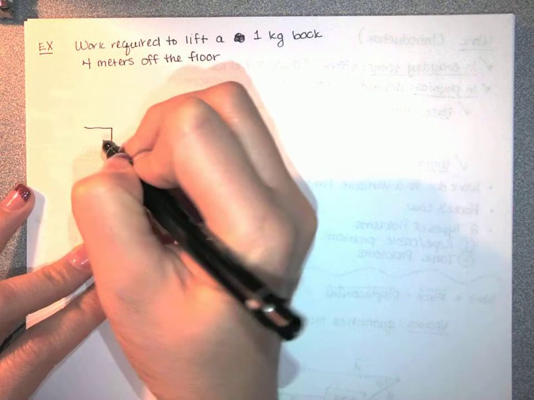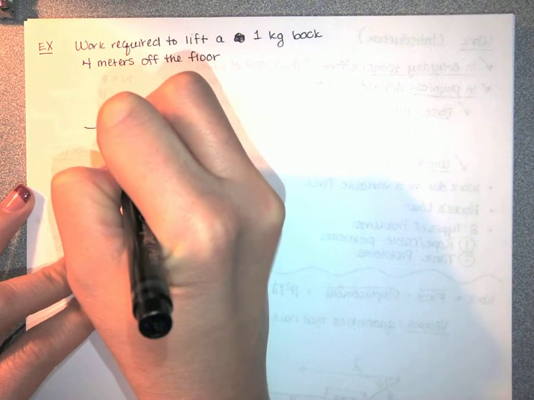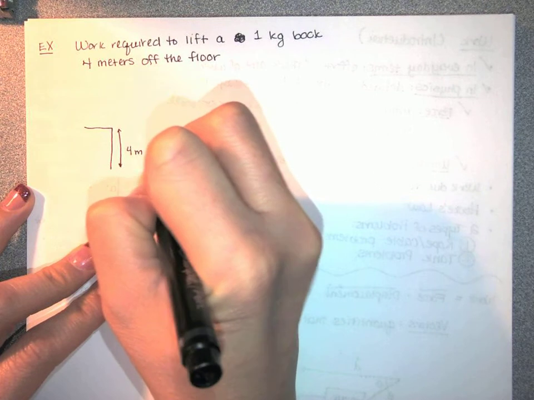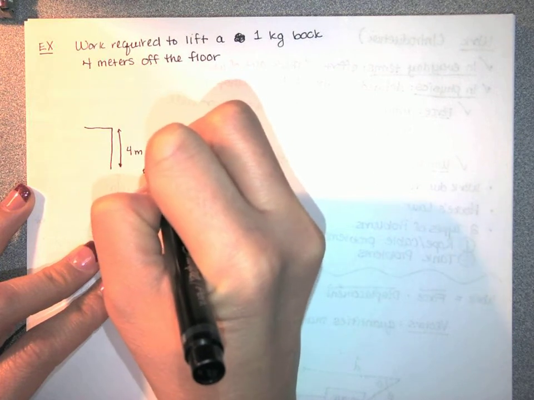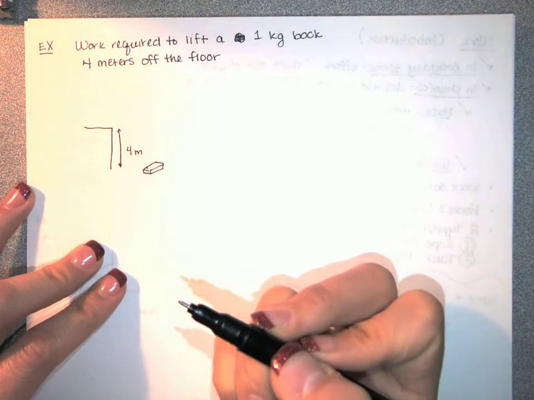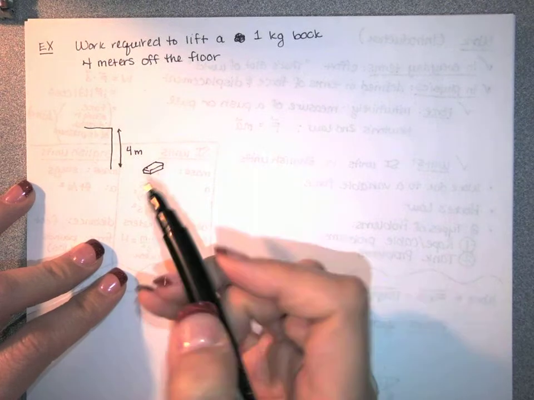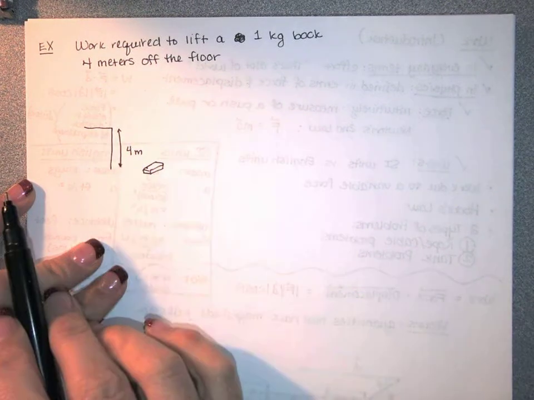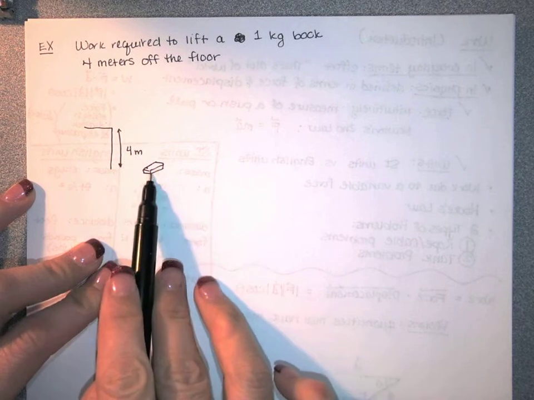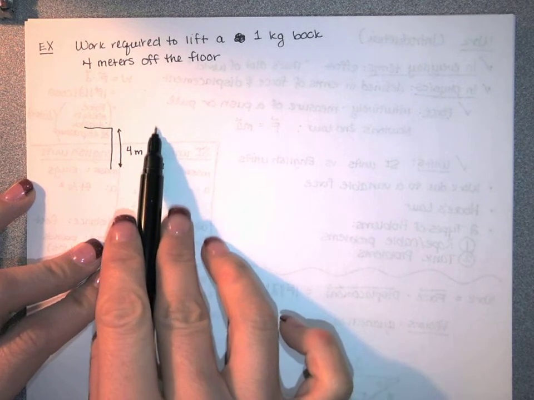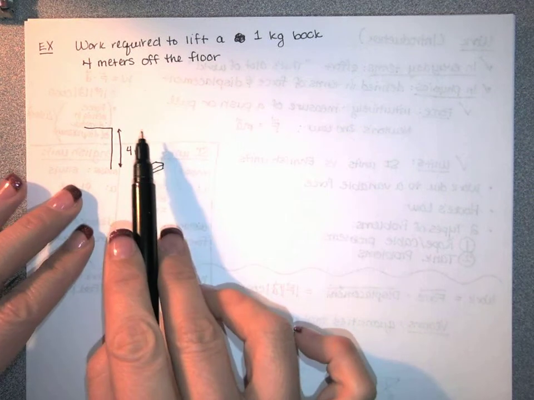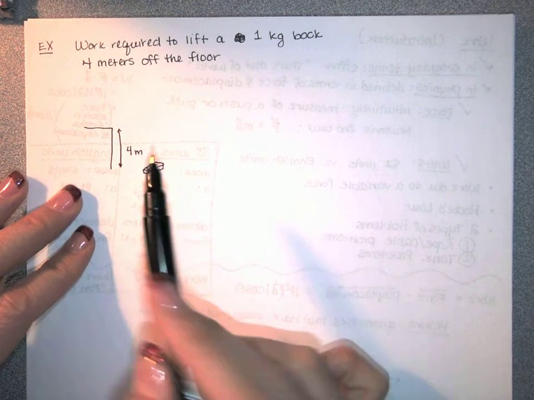So maybe this is our bookshelf. This is 4 meters. And I've got my little book on the floor over here. And I just want to put it up there. Question is, how much work is required to lift that book and put it on the shelf? Now, we're not worried about this horizontal distance. We're just thinking about taking this book and lifting it up 4 meters. Well, I don't think there is any calculus required.